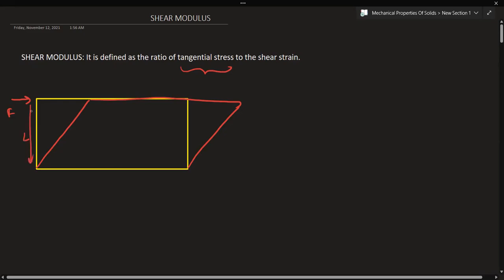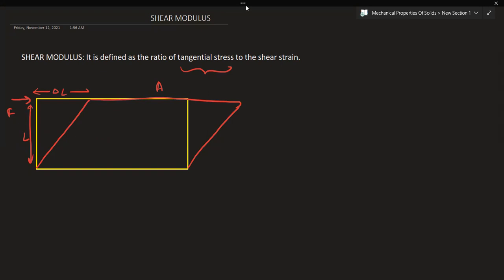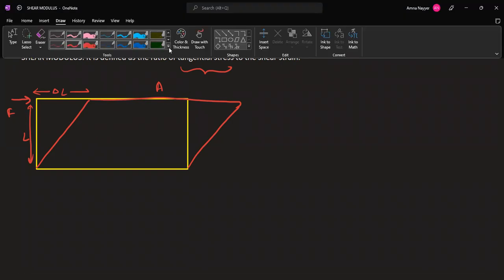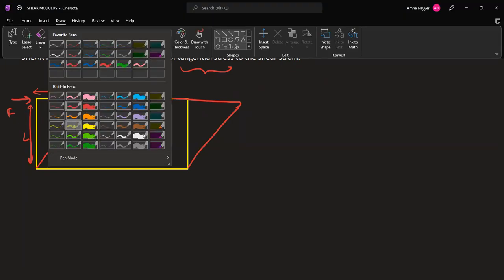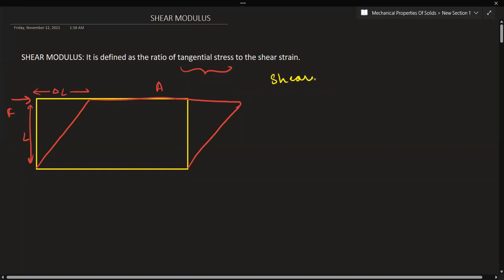the original length and it has been displaced by some certain small length, change in length, delta L. And if A is the area of just the upper layer, can you tell me what should be the formula for shearing stress? If you are able to recall, what should be the formula for shearing stress?